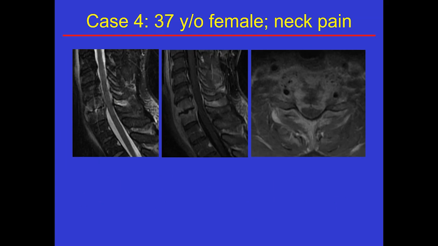Let's take a look at this case. This is a 37-year-old female who is having neck pain. She has a history of IV drug abuse, and her neck pain has been present for several months and has become so severe and debilitating that she now requires hospitalization. So we've got T2 weighted images here, T1 post-contrast, sagittal and axial.